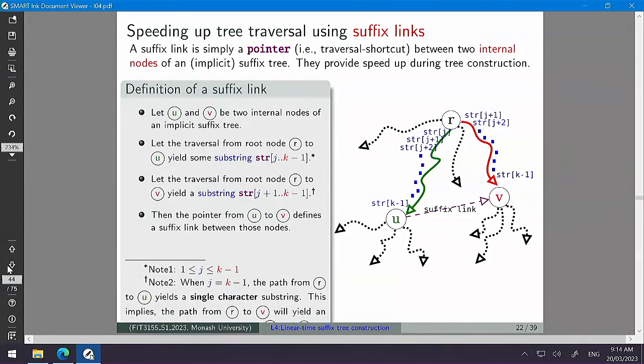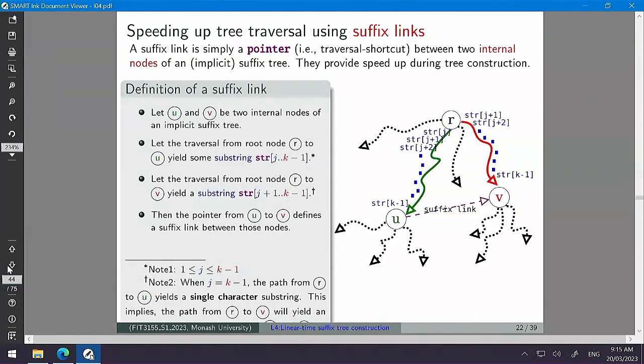Now, if I call the jth letter as character C, a single character C, I'm just going to abstract it, and everything after that as a substring beta. So I'm taking this long substring and breaking it down into one character followed by another substring. What is the minimum size of a substring in a path from a root to an internal node in a suffix tree? It's 1, because that's the edge that you have. That means C would be that letter. What would beta be in that case? Null.